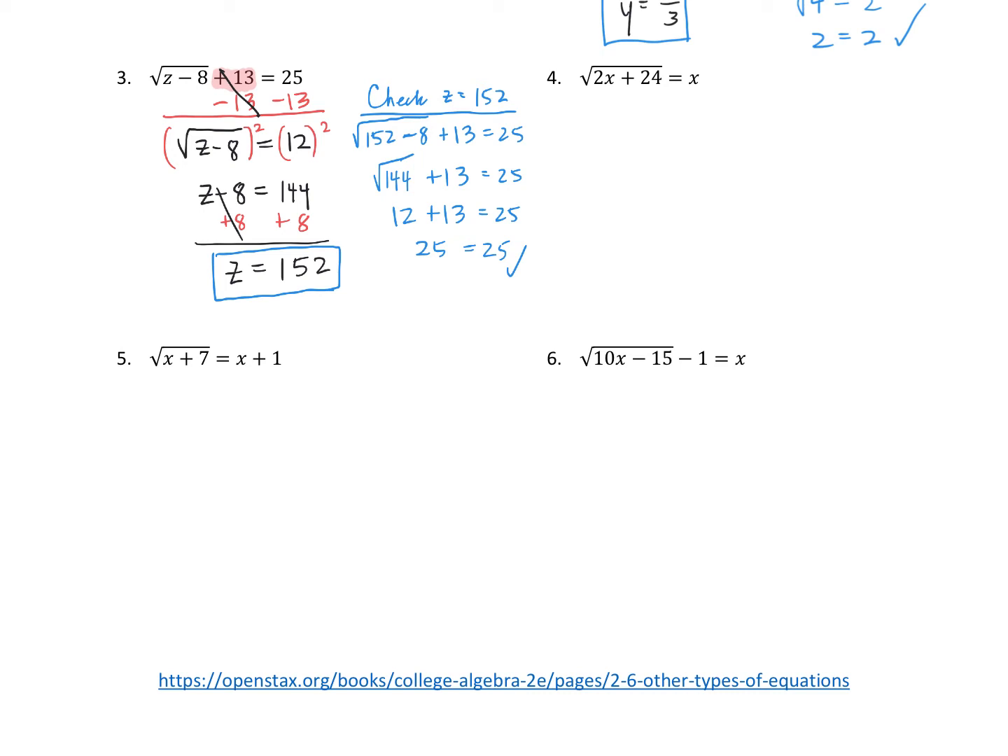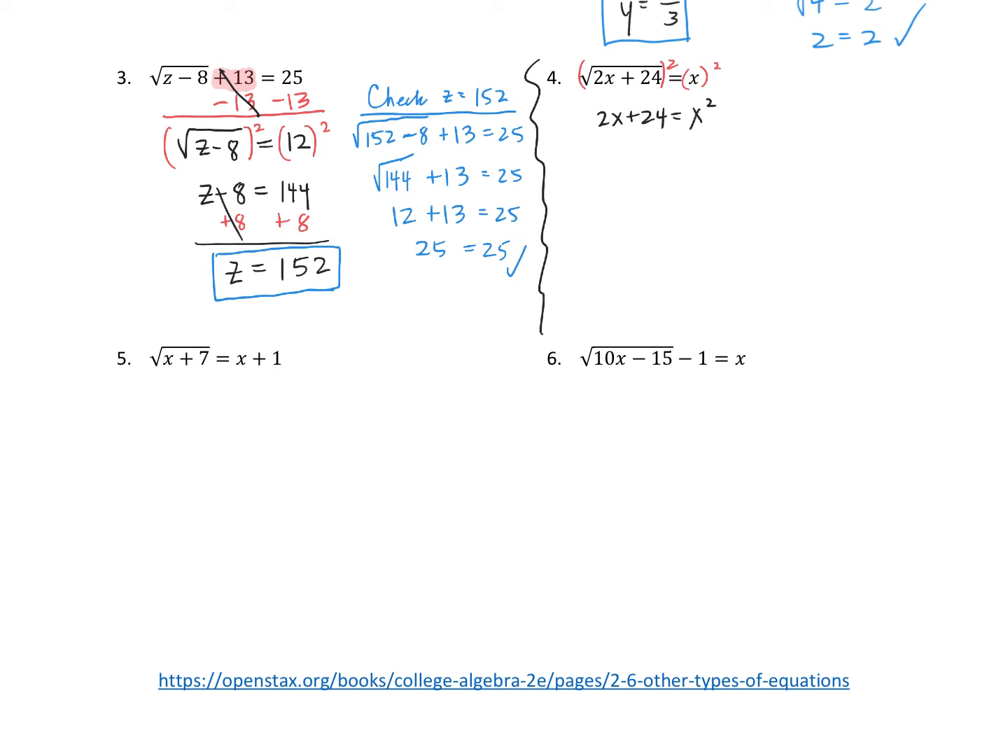Okay, let's look at number 4. First step, is the square root by itself on one side of the equation? Yes, it is. The whole left side, it's all under the square root. So at that point, I'm ready to get rid of the square root. So square both sides. Square undoes the square root. So on the left, I'm just going to have 2x plus 24. And on the right, I'm going to have x squared.